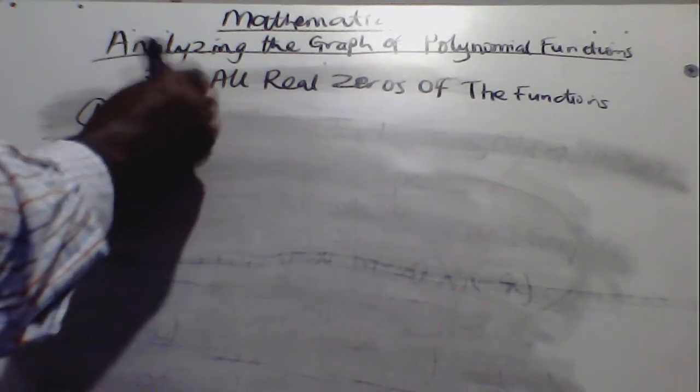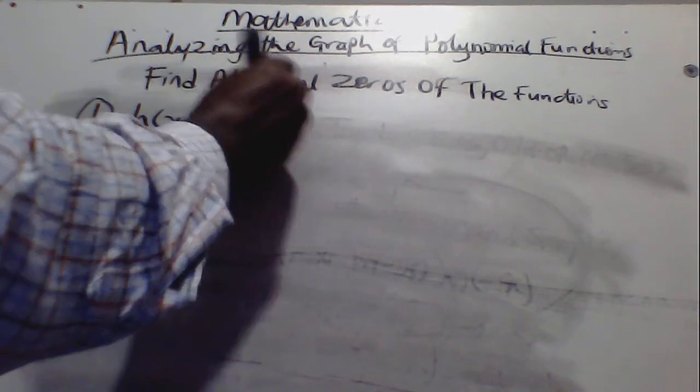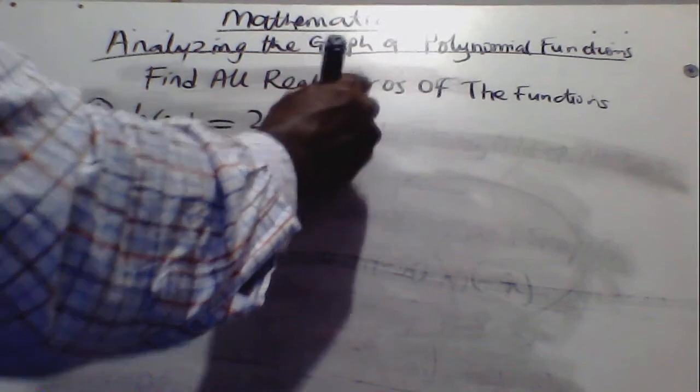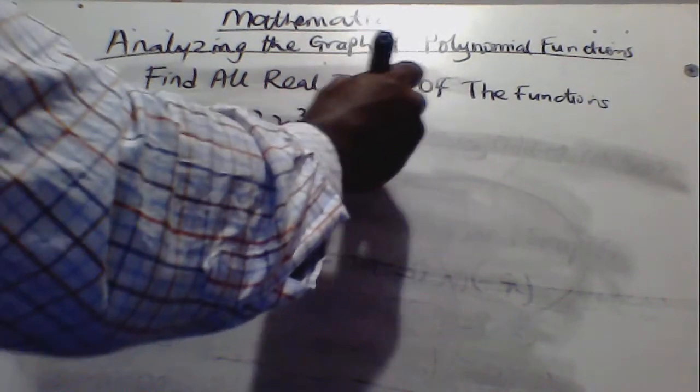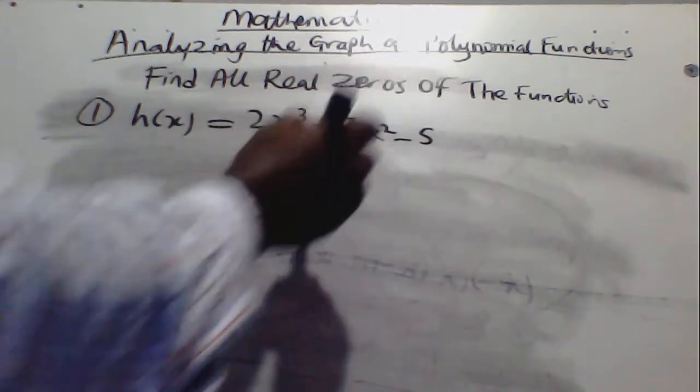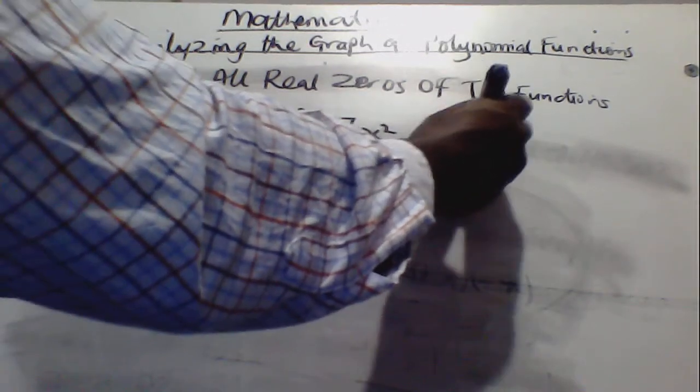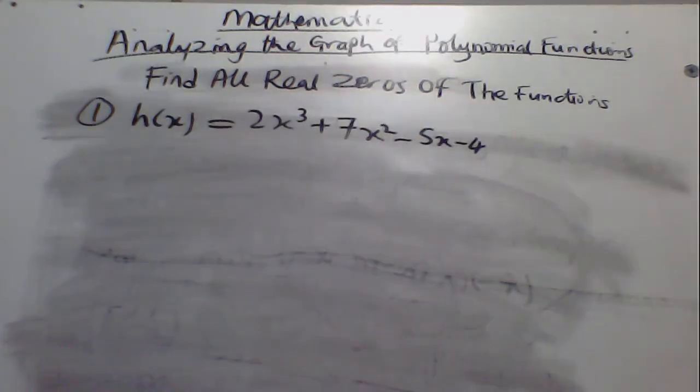So you are given g of x. g of x is equal to 2x raised to power 3 plus 7x squared minus 5x minus 4. Any question? So we are given g of x equals 2x raised to power 3 minus 7x squared minus what? Minus 4. Sorry.